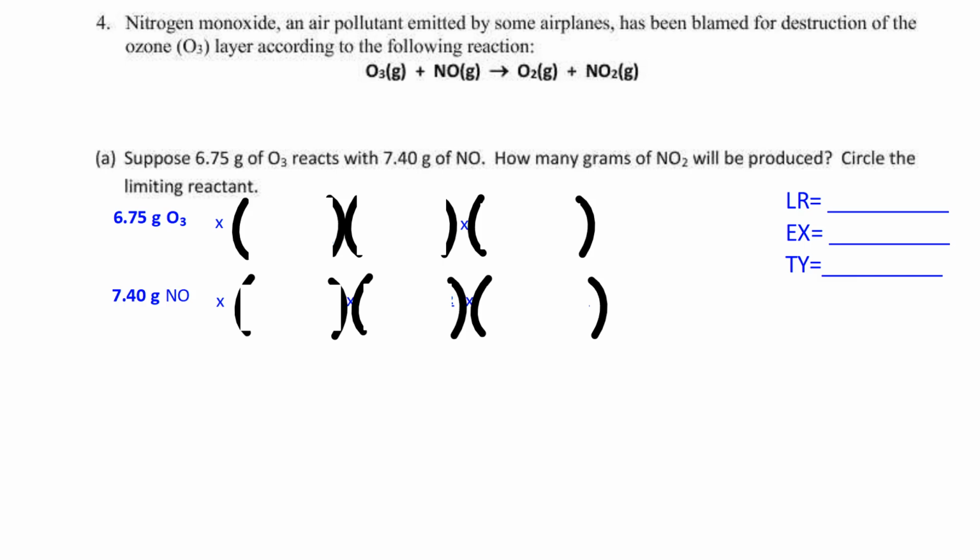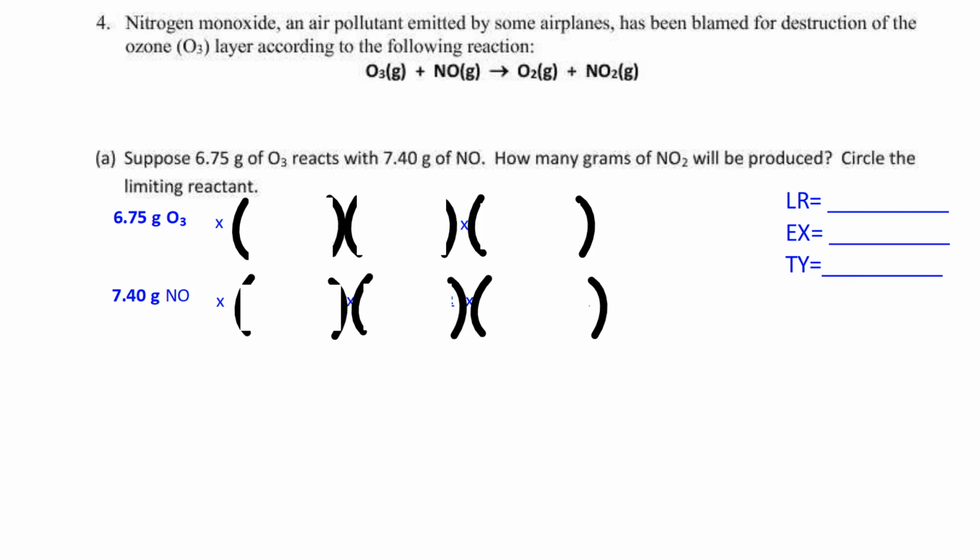All right, looking at the next one. We have a reaction between ozone, which is O3, and nitrogen monoxide reacting to form oxygen and nitrogen dioxide. It says, suppose 6.75 grams of O3 reacts with 7.40 grams of NO. How many grams of NO2 will be produced?